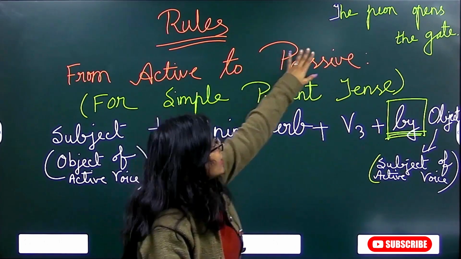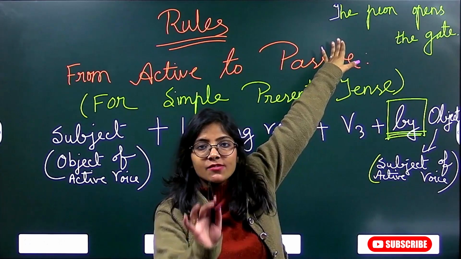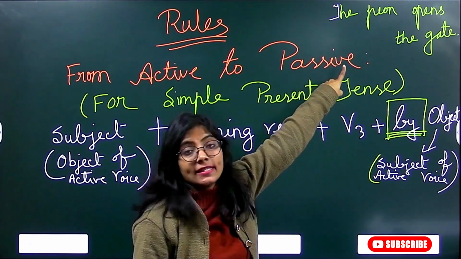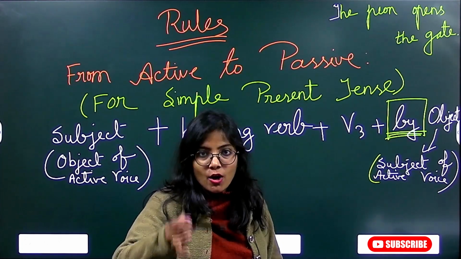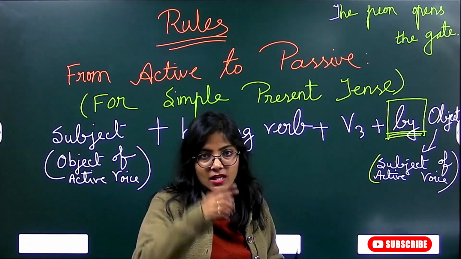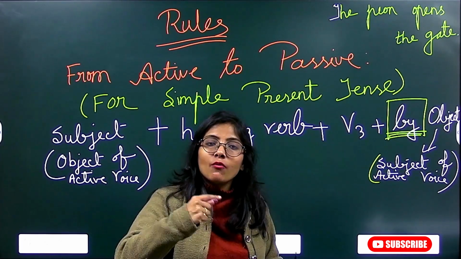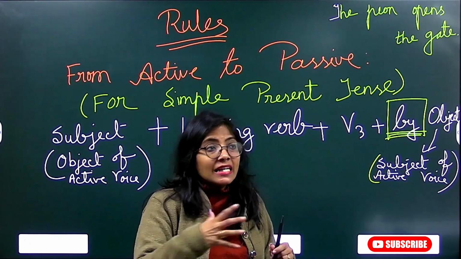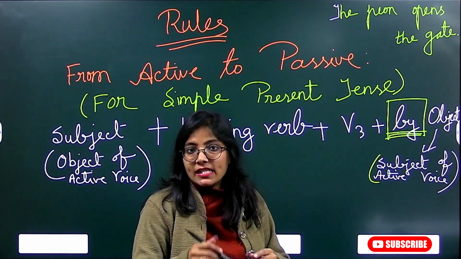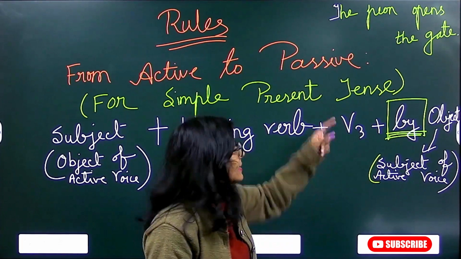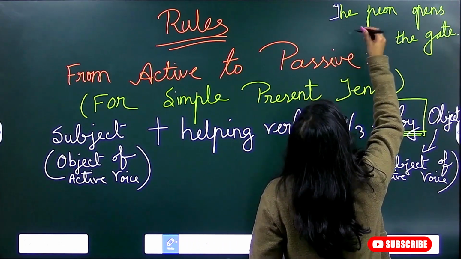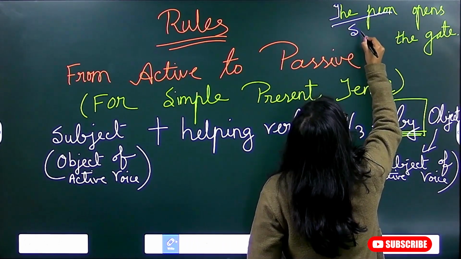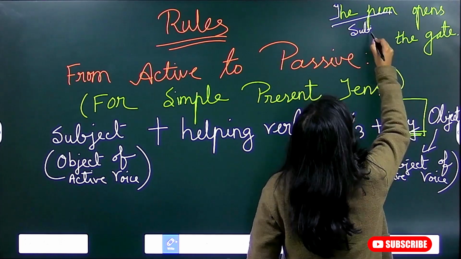Now, where is the subject? Let's find out. First, we have to understand that this sentence is in active voice, because here the subject is doing the work himself, right? In active voice, the subject, that is the doer, does the work all by himself. He doesn't take help from anybody. So this is the subject here. I'll just underline it. Okay.